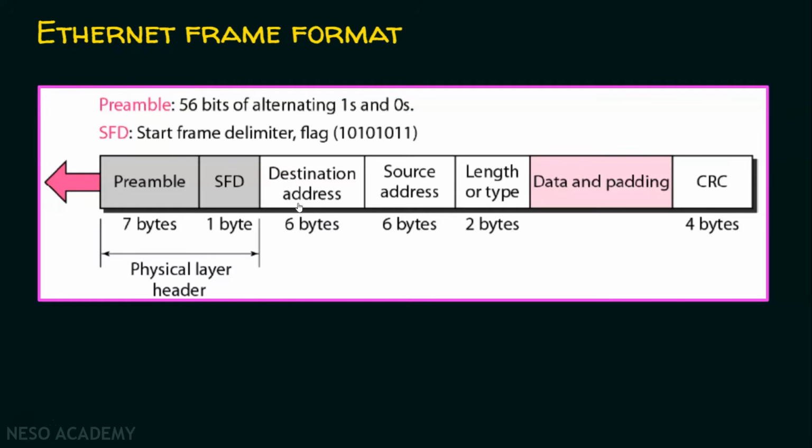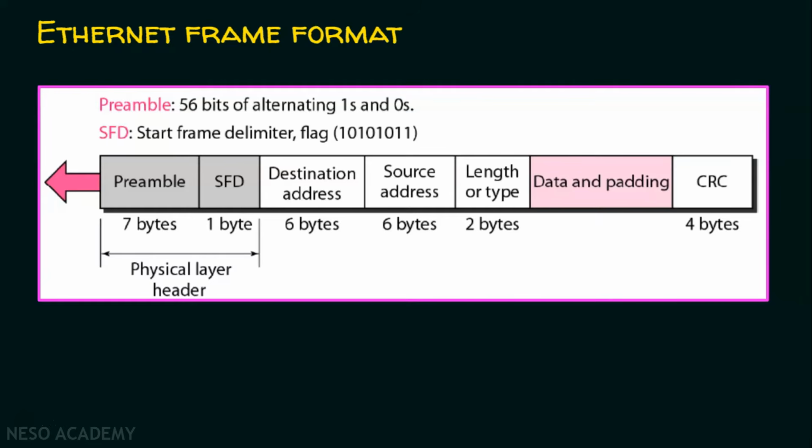So the third field in the Ethernet frame format is the destination address. We know this is a layer 2 protocol. Layer 2 is the data link layer, where it deals with the physical address, that is the MAC address. The next 6 bytes followed by the SFD is the destination MAC address, which is of 6 bytes. We know 6 bytes means 48 bits. We know the MAC address is of 48 bits.